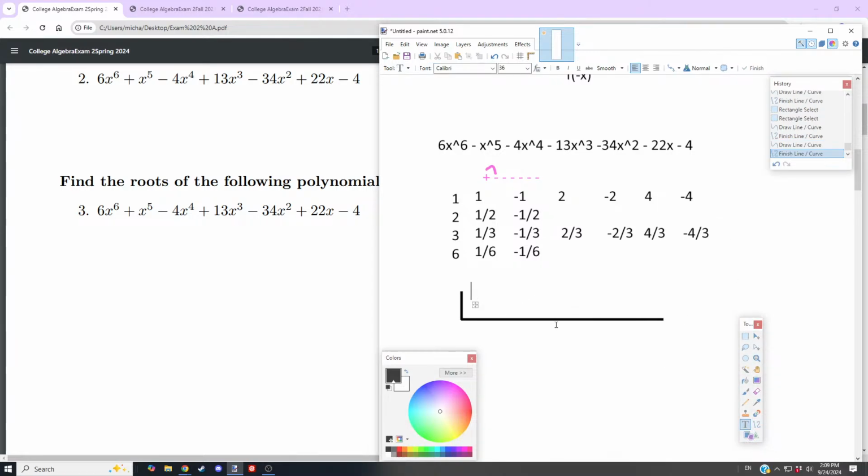We're going to take the coefficients from our function. And we need the original function. So 6, 1, -4, 13, -34, 22, and -4. And we're going to divide them by 1.